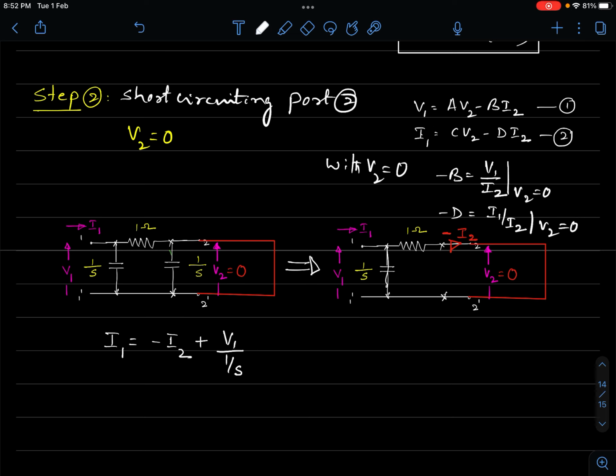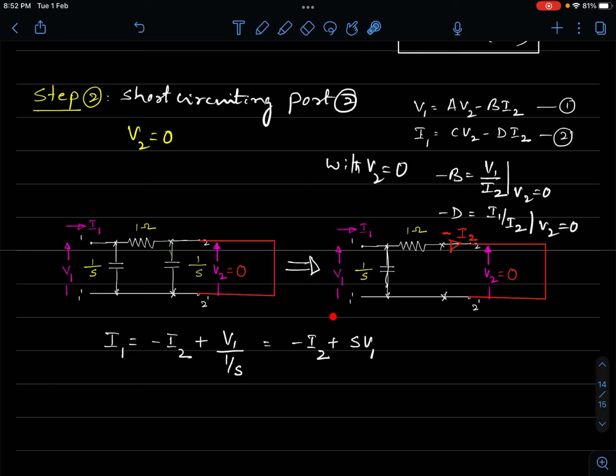Alright, so this is equal to minus I2 plus S times V1. Okay? Alright, so we need to now see how do we get rid of this V1. We need an equation for I1 and I2, right? So we need a relationship between I1 and I2 to determine D.